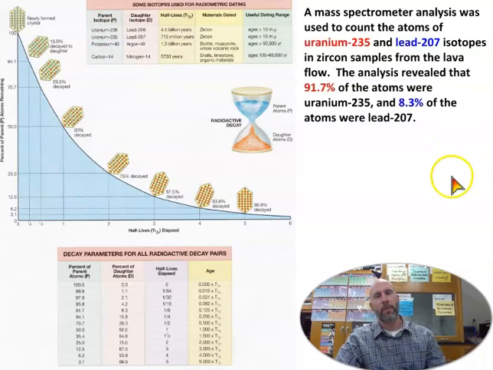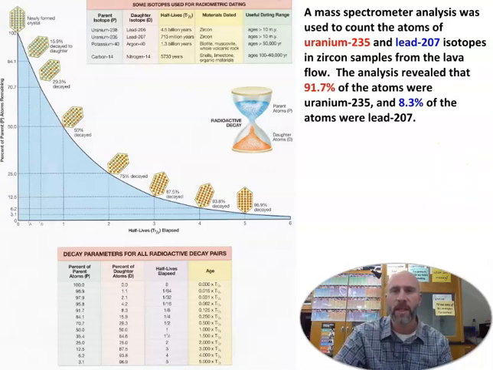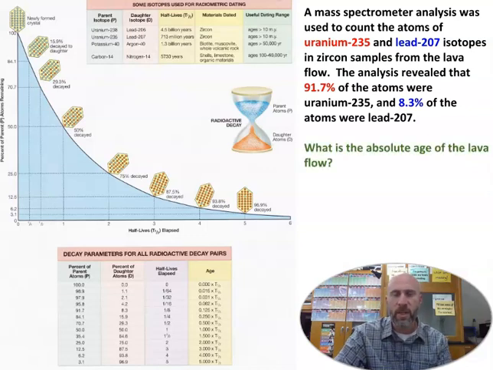Okay, so let's look at a sample problem here. A mass spectrometer analysis was used to count the number of atoms of uranium-235 and lead-207 isotopes in some zircon samples from a lava flow. The analysis revealed that 91.7% of the atoms were uranium-235, and that 8.3% of them were lead-207. So now, all we have to do is find the absolute age of this lava flow.